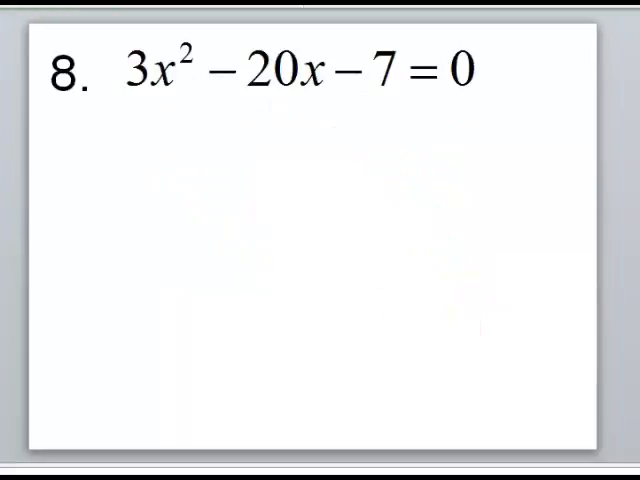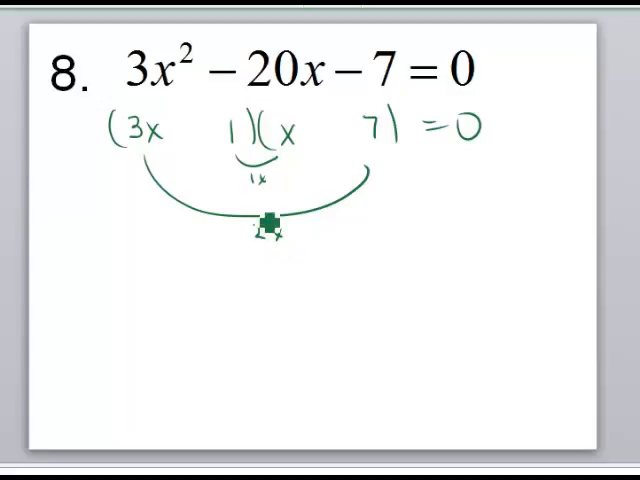I have just a few more examples of using the zero product property. So on this particular problem, since it's already set equal to 0, I'm just ready to solve by factoring. So I'm going to put 3x times an x, because that's the only thing that will give me 3x squared. I'm going to put my 7 over here and my 1 here, because I get a 1x and a 21x. I'll get a negative 20 by putting a negative with the 21. So I need a negative here and a positive there. 3x plus 1 equals 0, and x minus 7 equals 0 will give me my solutions.